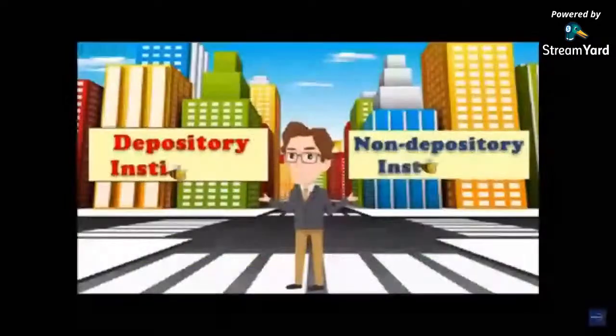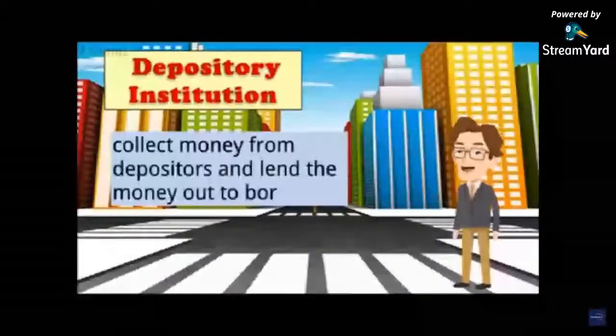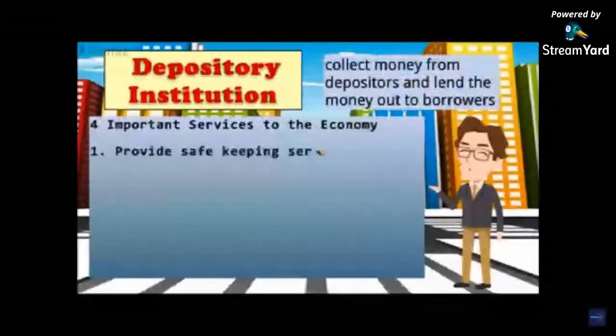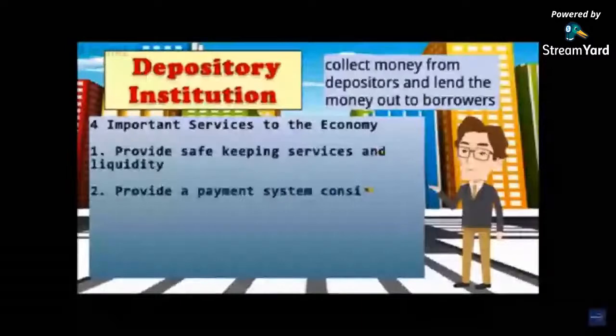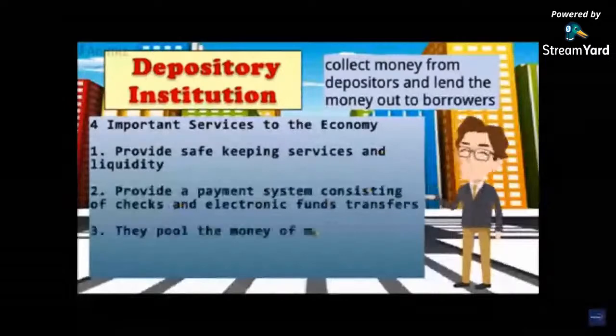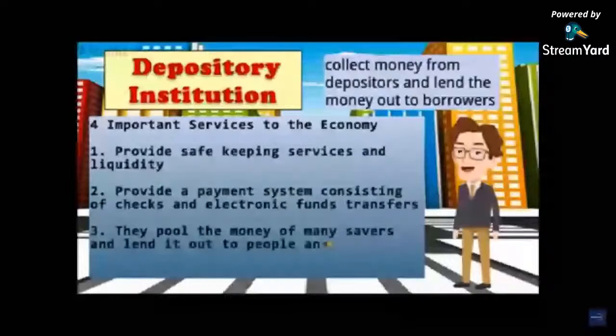There are two types of financial institutions: depository and non-depository institutions. Let's first discuss what a depository institution is. It collects money from the depositors and lends the money out to the borrowers. Depository institutions provide four services to the economy. First, they provide safekeeping services and liquidity. Second, they provide payment systems consisting of checks and electronic funds transfers. Third, they pool the money of many savers and lend it out to the people.